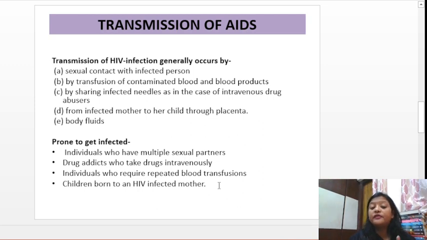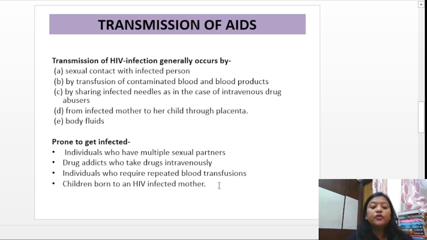Basically, if a normally healthy human has sexual contact with an infected person, it will be transmitted. Also, if a healthy person uses the same needles that have been used by an infected person, that will lead to transmission. Also contaminated blood and blood products. Also, a mother who is already infected with HIV can transmit it from her placenta to the child. So remember, body fluids are the main cause of transmission of AIDS, not touch, or talking to a person, or being with a person.